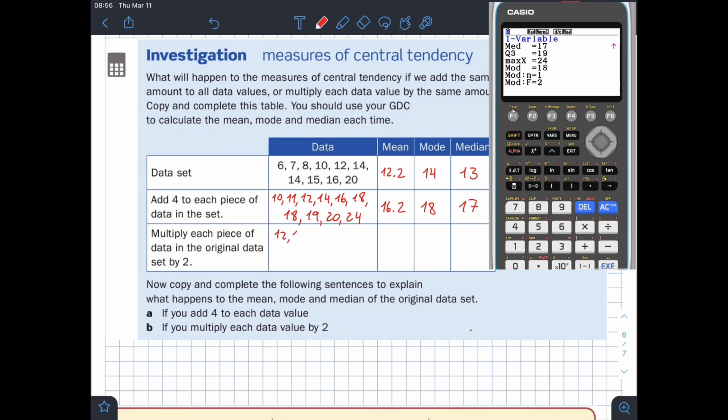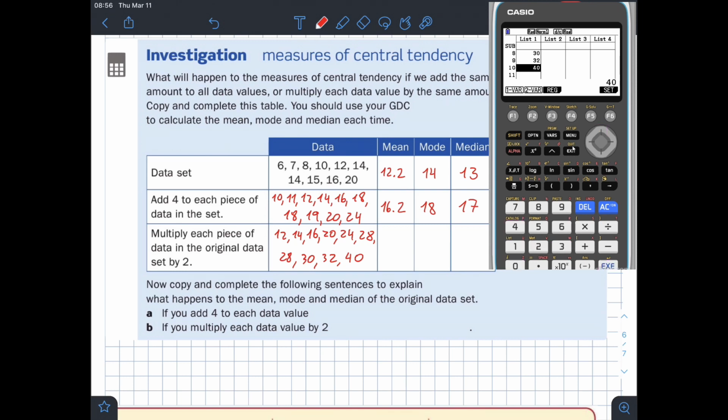So this would be 12, 14, 16, 20, 24, 28, 28, 30, 32, and finally 40, okay? So I'm gonna again change this information in our calculators. Let me erase all of this and then plug in the new information. 12, 14, 16, 20, 24, 28, 28, 30, 32, and 40.